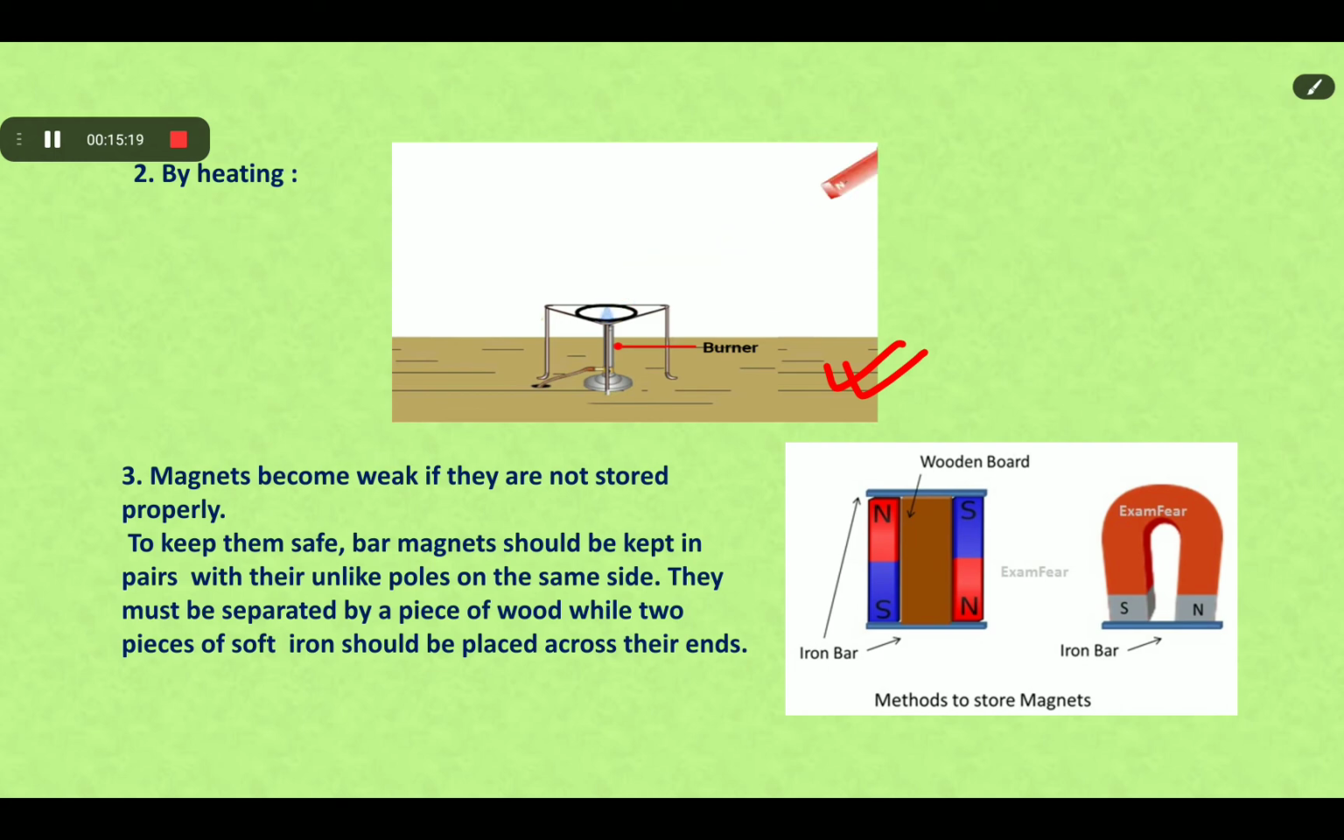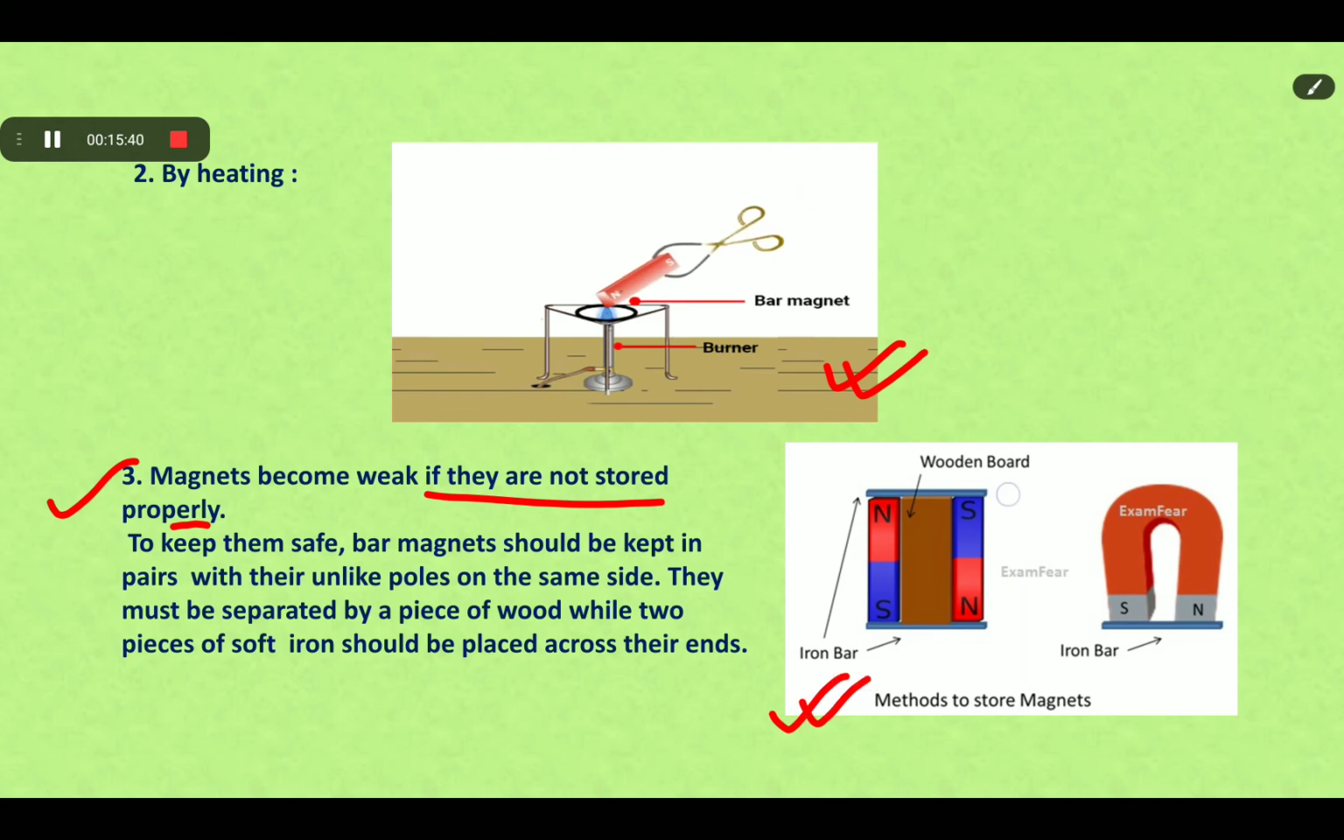Here the third is that magnets become weak if they are not stored properly. So firstly, we have to keep the magnet properly. To keep them safe, the bar magnets should be kept in pairs with their unlike poles on the same side. They must be separated by a piece of wooden board.